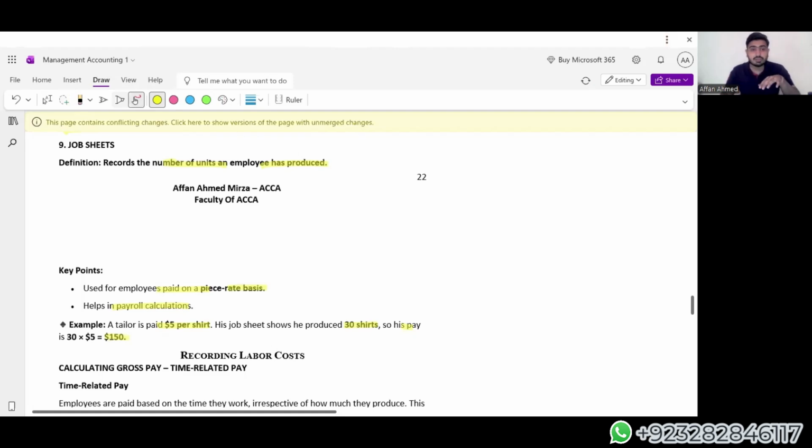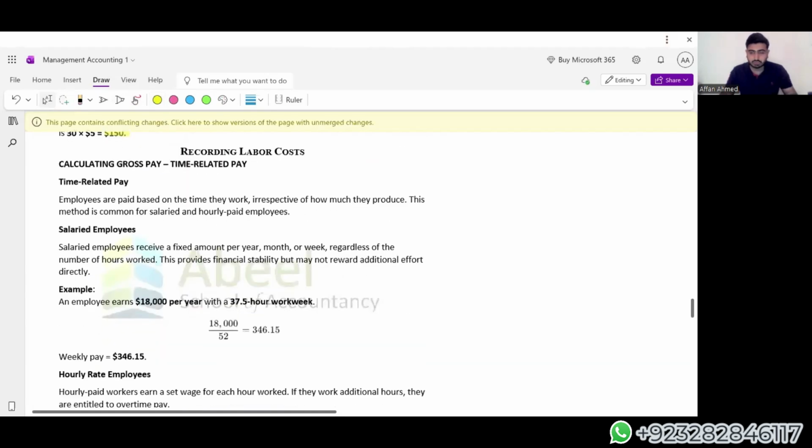So what are we saying in a job? In a job, how many times am I working? How many hours am I employing? If I'm providing a service, what is the hourly rate? These things are to be noted down. This job sheet is telling me specifically what time or what resources I took in completing the specific job that I'm charging you for. Now moving on towards our next area of recording labor costs.